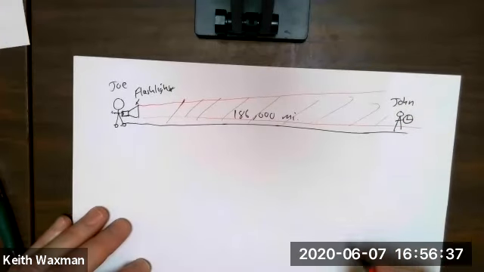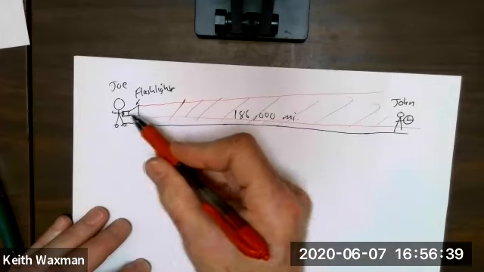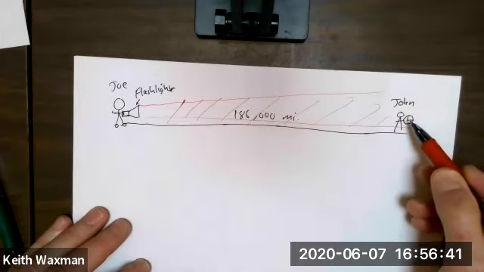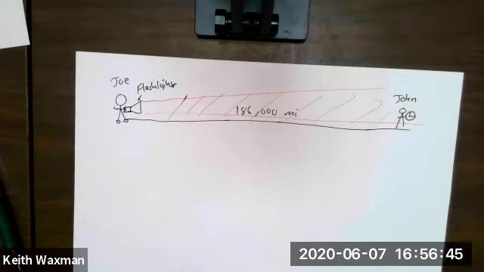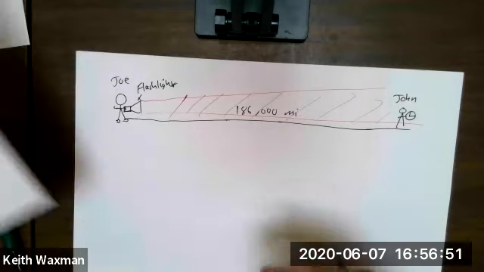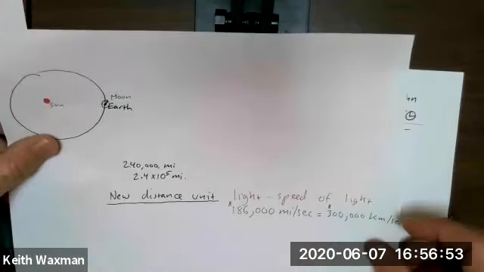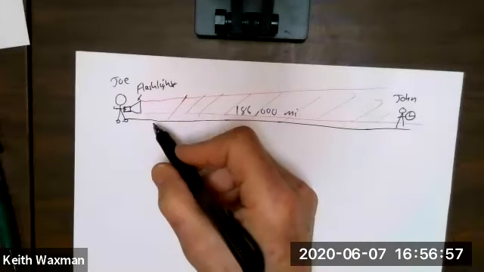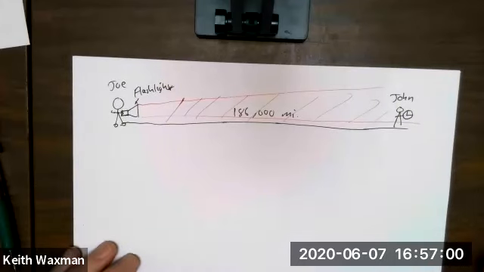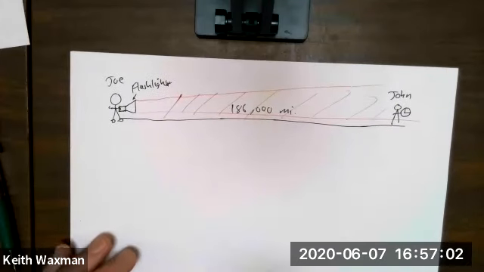Can you guess how long it took that light to go from Joe to John? Maybe you guessed it. That light took 1 second. For those of you who guessed it, how come you knew that? Well, doesn't light travel 186,000 miles per second? So if light travels 186,000 miles per second, in 1 second it's going to go a distance of 186,000 miles.